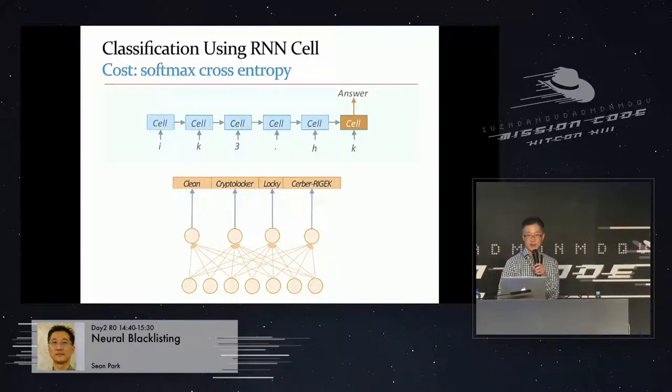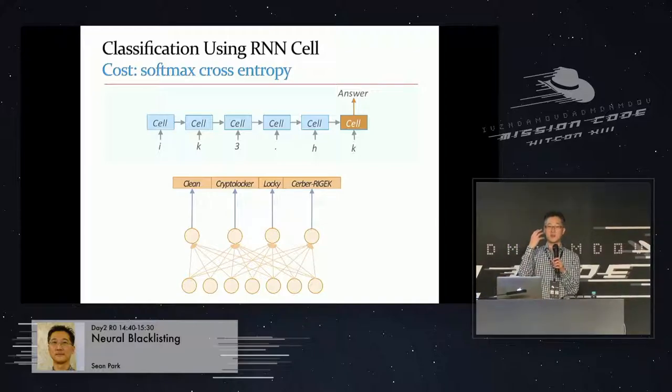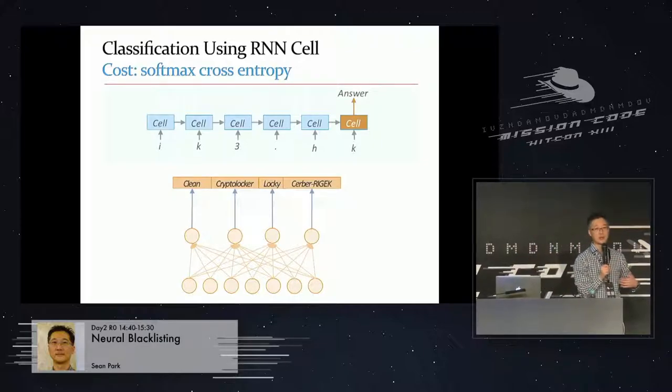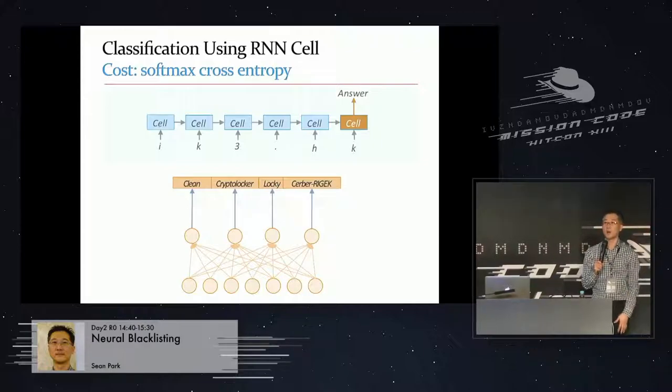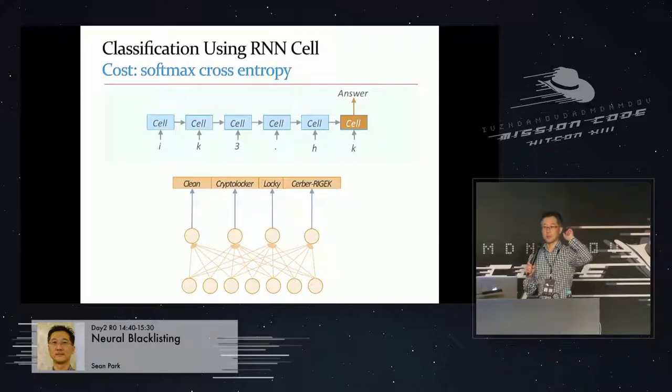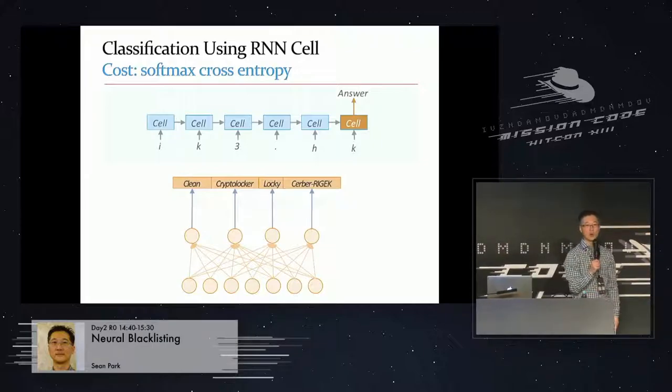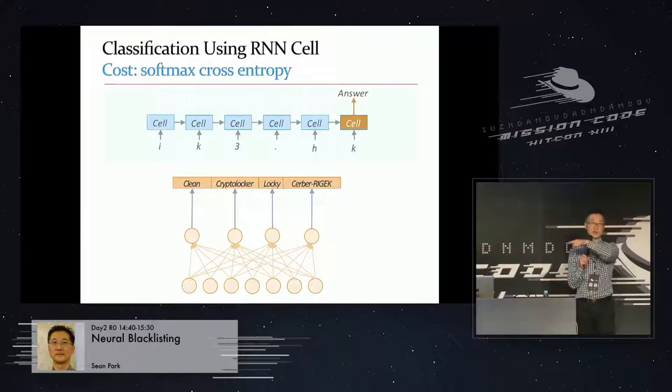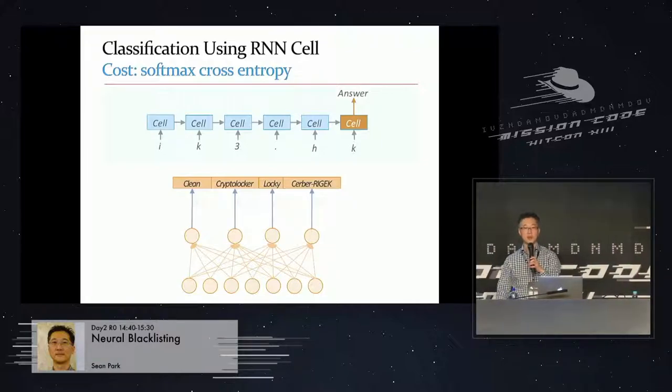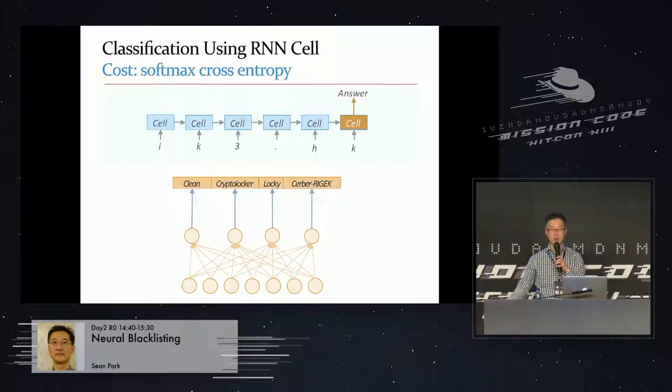So if you have a look at the final state, the thing we want is to get the answer, right? So we've got the memory states. The memory cell has neurons in it, and we want to convert that into the answer. What is the answer that we want to get? The answer we want is whether it is a clean URL or a crypto locker URL, locky URL, or a server URL, right? So we've got the labels 0, 1, 2, 3. We just simply assign the numbers for each one of those patterns of the URL.